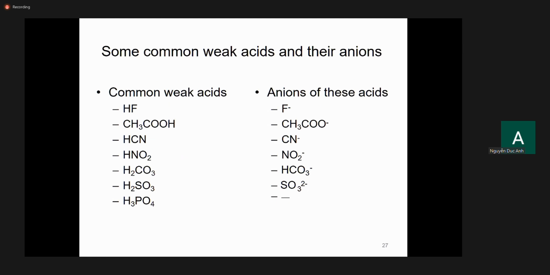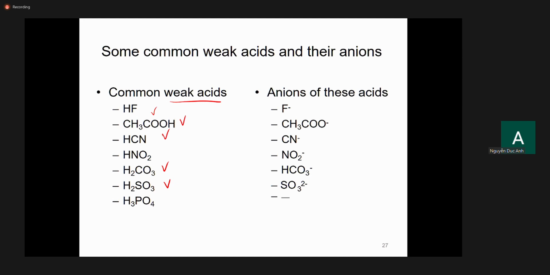On another side, not only strong acid can be considered in terms of Arrhenius and Bronsted. You also have some weak acid in that case. For example, hydrofluoric acid, acetic acid, or carbonic acid, or sulfurous acid. It's not sulfate, it's sulfurous acid.